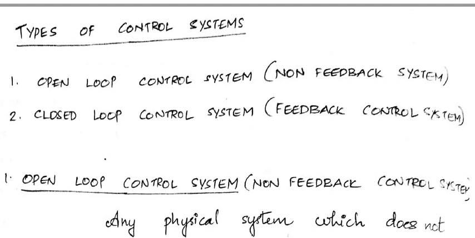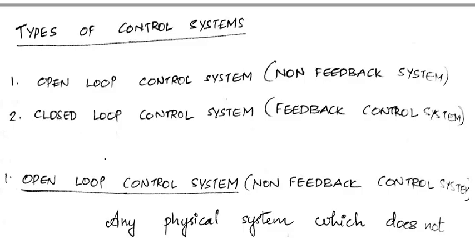In this video lecture, we will discuss the different types of control systems. Basically, there are two types of control systems: open loop control system and closed loop control system. This open loop control system is also known as non-feedback control system.